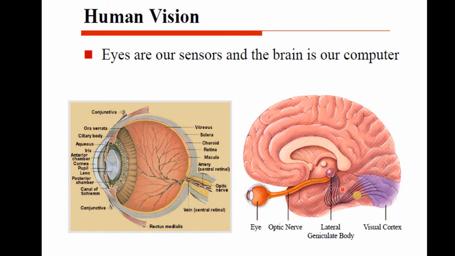When it reaches the brain, there is one part of the brain called the visual cortex, and that visual cortex decodes that image, and we can see those objects.